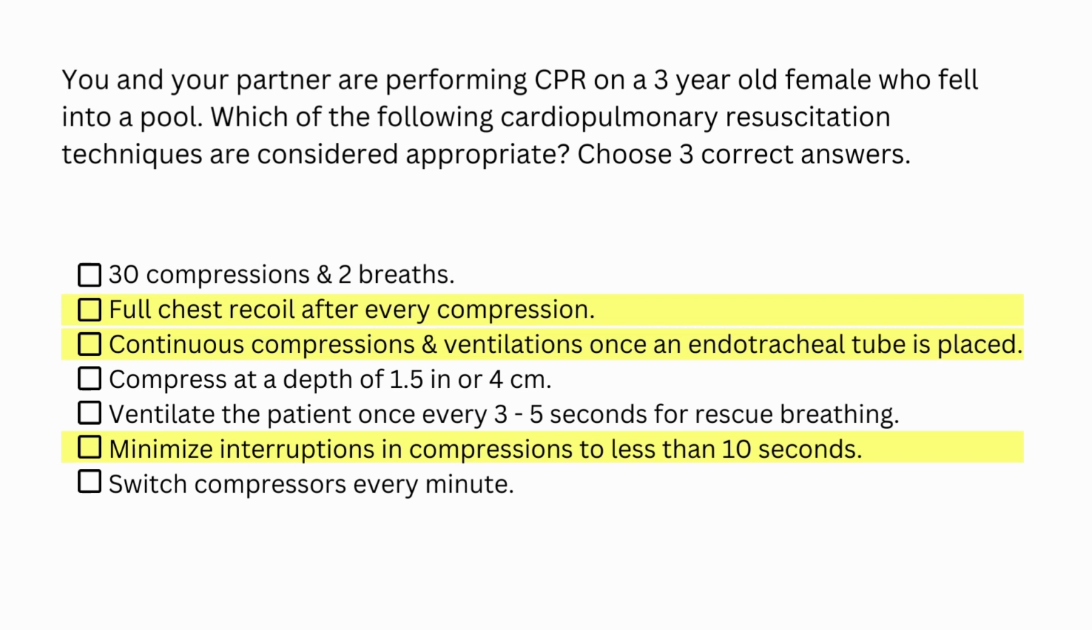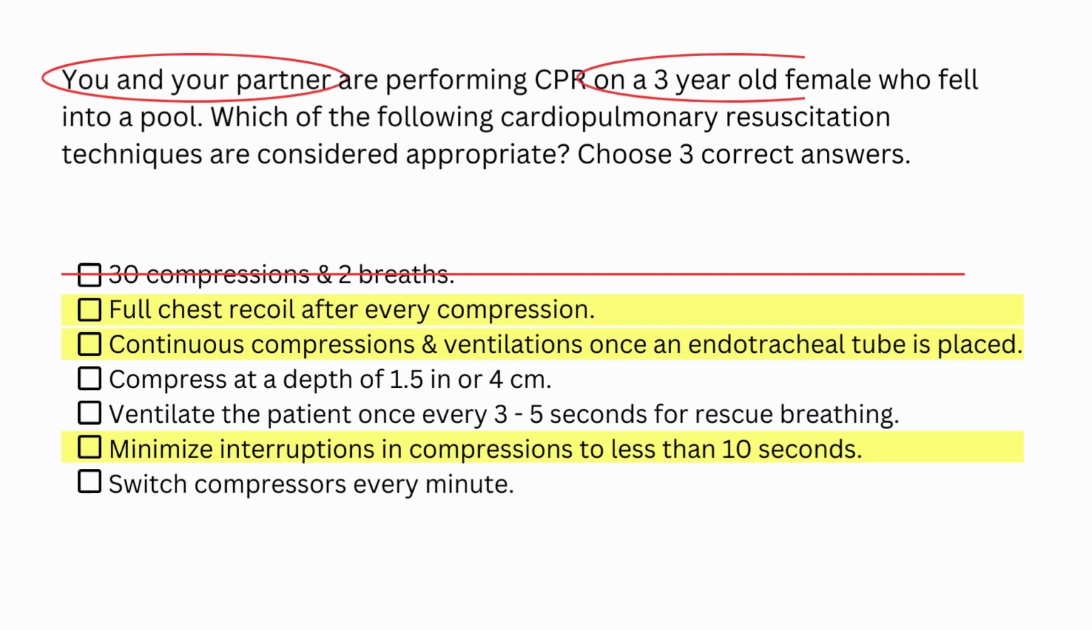Now let's go over the wrong answers. 30 compressions to 2 breaths is used for single rescuer CPR regardless of the age of the patient, and switches to 15 compressions to 2 breaths for 2 rescuer CPR on a pediatric patient. Considering that you and your partner are performing CPR on a 3-year-old, you are dealing with a pediatric patient, and there are 2 of you, so the correct compression ventilation ratio would be 15 to 2, not 30 to 2.